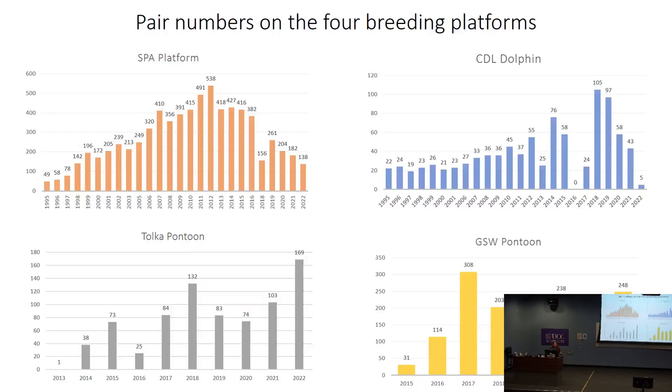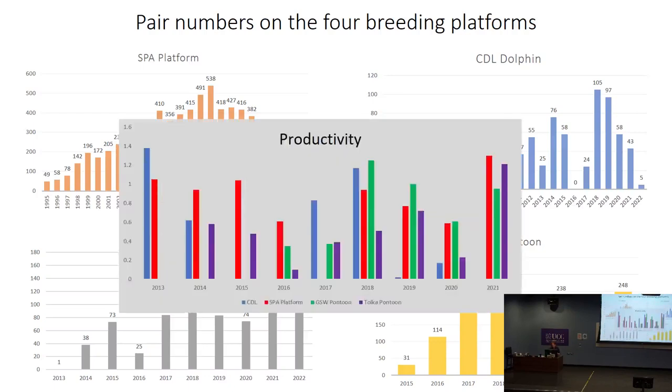Also, we accidentally added some additional nesting space to the pontoon last year. When it started to sink, we added another pontoon on and the terns were taken to it. So both of those factors could explain the bump in numbers this year. Great South Wall pontoon is kind of the star of the show in terms of pair numbers the last while. It's doing quite well pair numbers wise, and in fact supports the highest number of terns within the Dublin Port area.